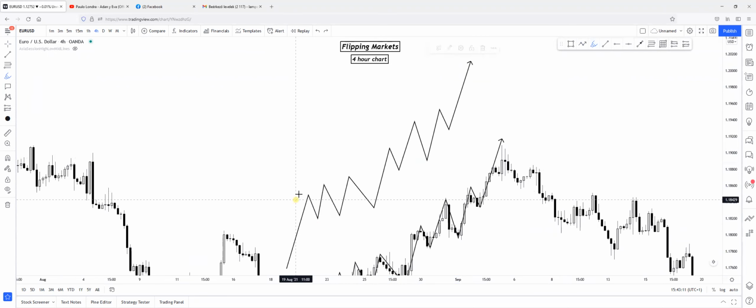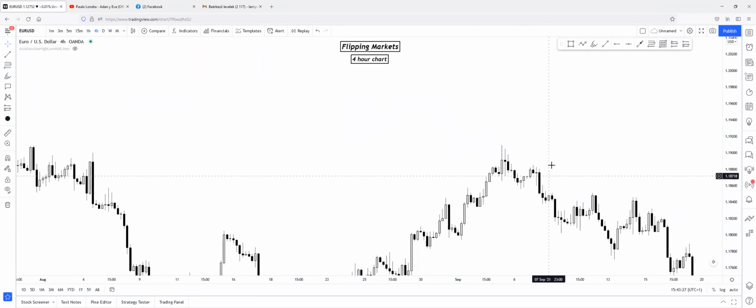And after every high has been broken, price will create a break of structure to the upside. So this high has been broken, break of structure to the upside. This high broken, break of structure to the upside. And you can also see this in the live chart.